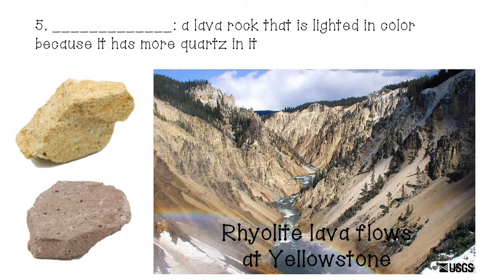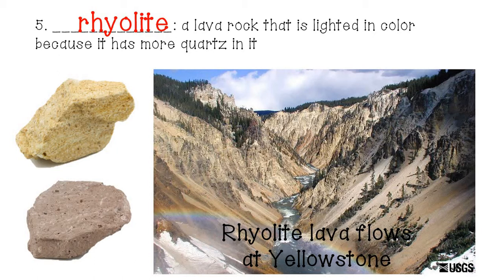Rock sample number 5 is called rhyolite, R-H-Y-O-L-I-T-E. And rhyolite is a lava rock that is lighter in color, and that's because it actually has more quartz in it. So that particular mineral quartz is a light color. Rhyolite has more of that than the other types of igneous rocks, so it's very light in color. And it could be kind of a sandish, tan color. It might be reddish as well, but it's lighter than all the other rocks.